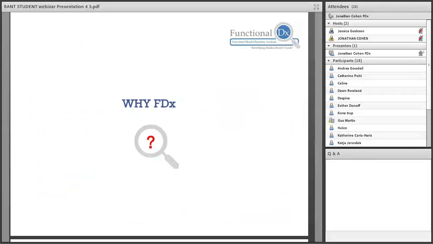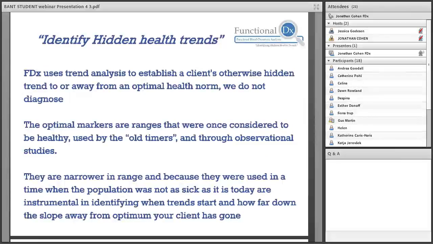So why FDX? What's all the fuss? Well, first of all, we're identifying hidden health trends. FDX uses trend analysis to establish clients' otherwise hidden health trends. You can't see the health trends in there unless you start getting a program to start reporting them. And there's a deviation away from an optimum health norm, and we do not diagnose, we just look for the health trends.